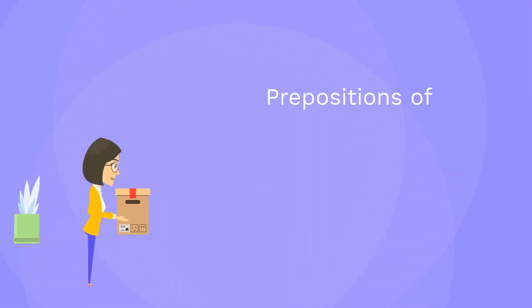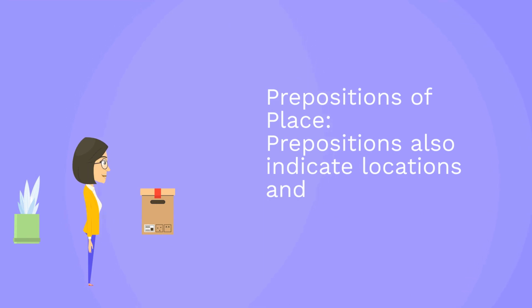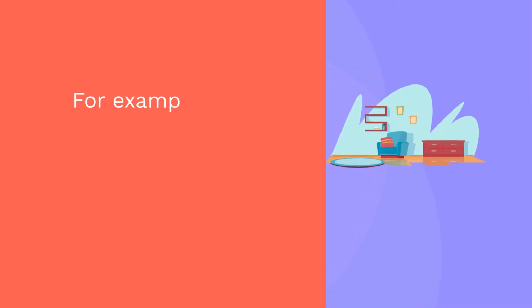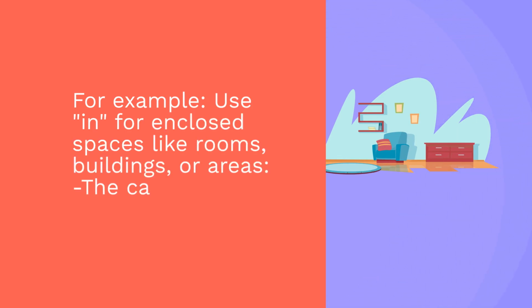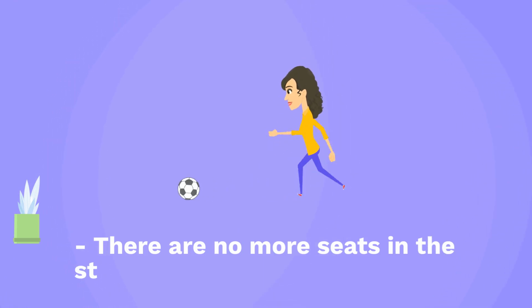Prepositions of place. Prepositions also indicate locations and positions of things. For example, use in for enclosed spaces like rooms, buildings, or areas. The cat is hiding in the closet. There are no more seats in the stadium.